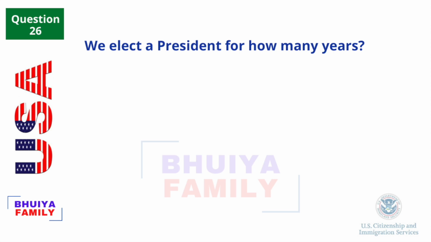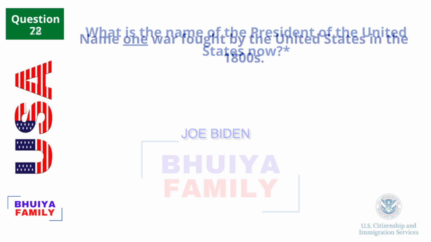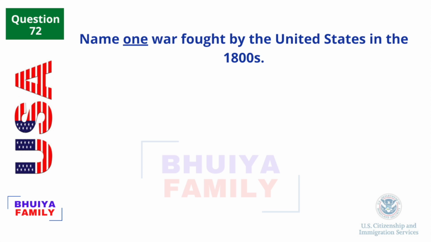We elect a president for how many years? 4. What is the name of the president of the United States now? Joe Biden. Name one war fought by the United States in the 1800s. Civil War.